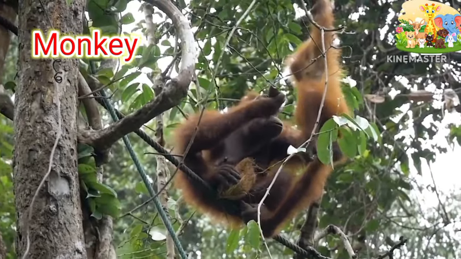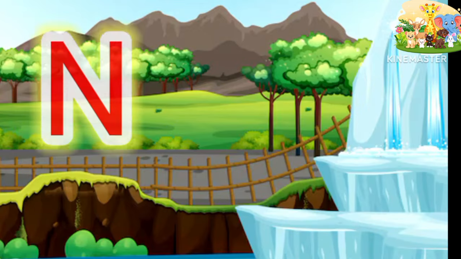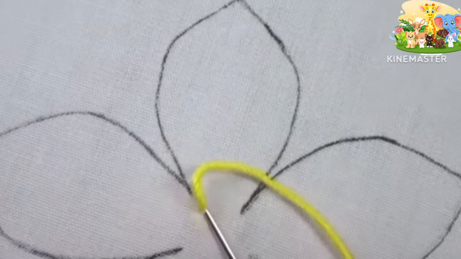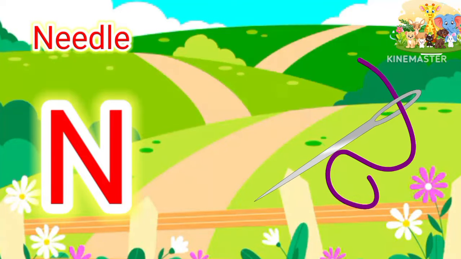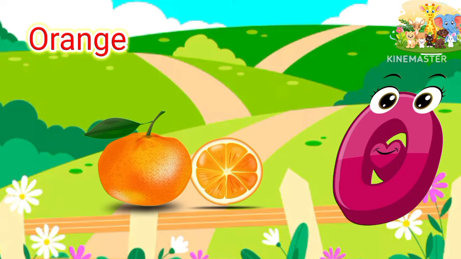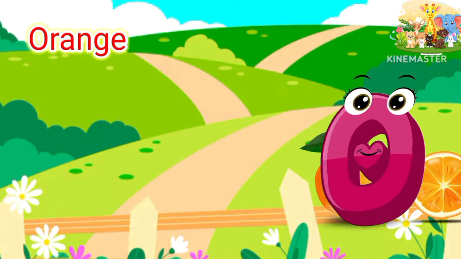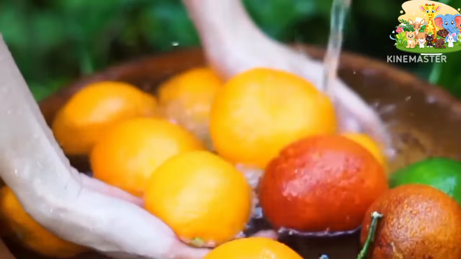monkey. M, monkey. N is for needle, needle. N, needle. O is for orange, orange. O, orange.